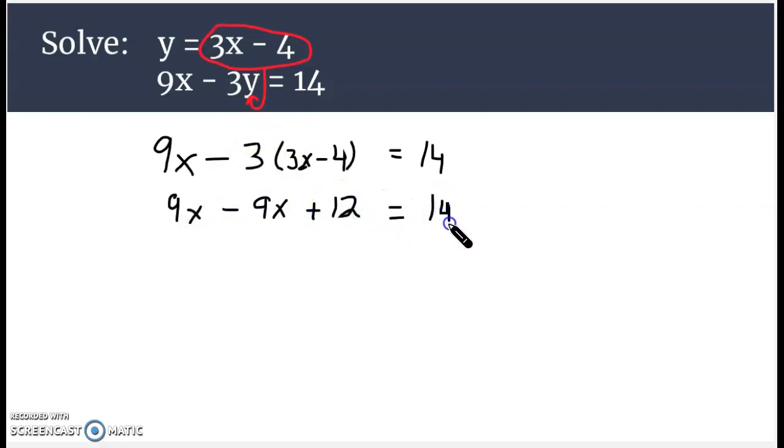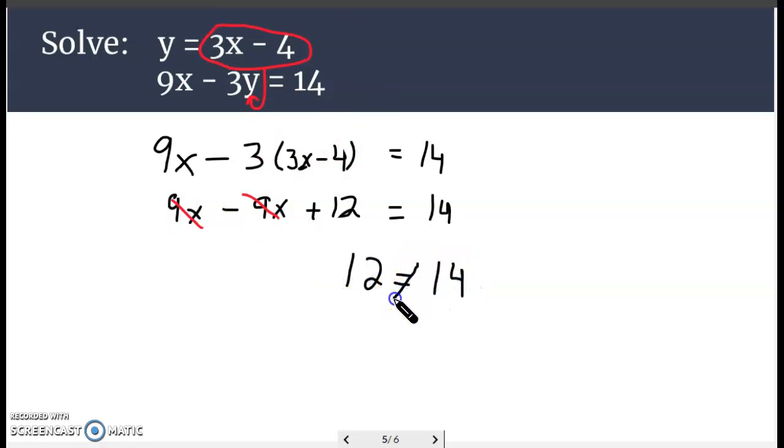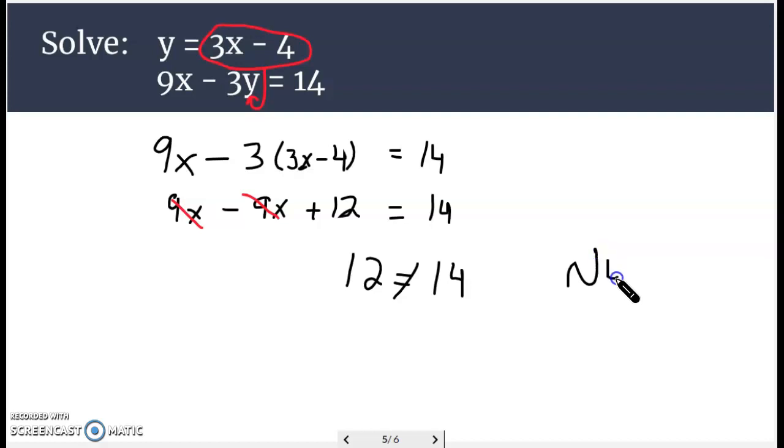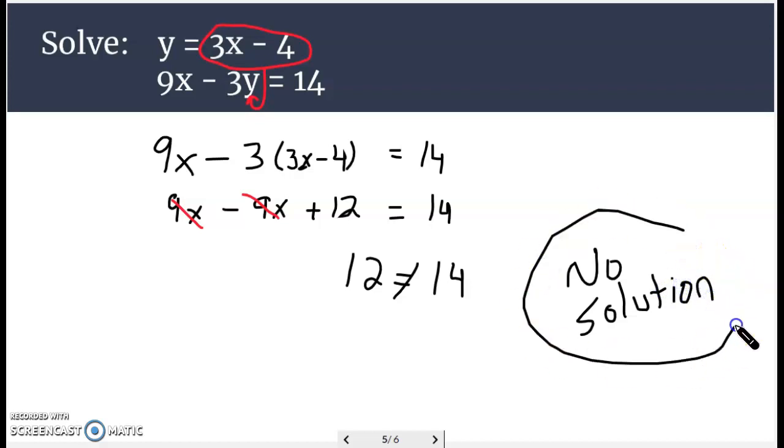So something interesting happens here. Notice the 9x's. 9x positive and negative cancel out, and I'm left with a statement saying 12 is equal to 14. That is not a true statement. So when this happens and the variables cancel out, we say no solution. If we were to graph those two lines on a plane, they would be parallel. Parallel lines do not intersect. Therefore, we cannot find a point of intersection and a point of the solution here.